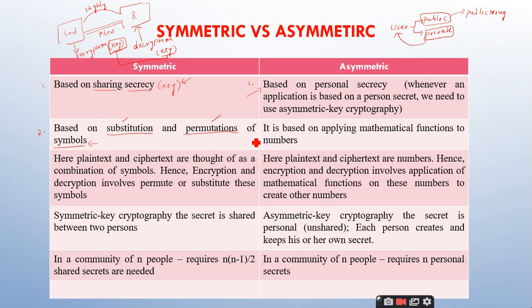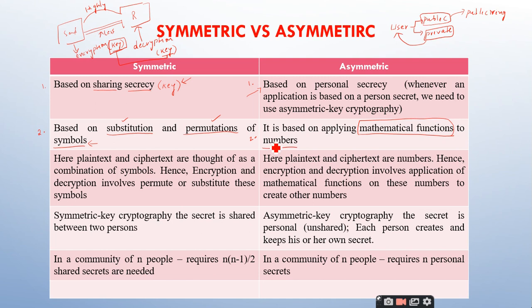But listen carefully, in asymmetric cryptography, we are not going to use any characters or any symbols. The only concept that is known to asymmetric key cryptography is numbers. So we are going to use numbers in asymmetric key cryptography. Here we won't use substitution and permutation. We have mathematical functions, very important. That is the reason why we have seen a lot of mathematical concepts which come under asymmetric key cryptography. They are going to use mathematical functions on the numbers.